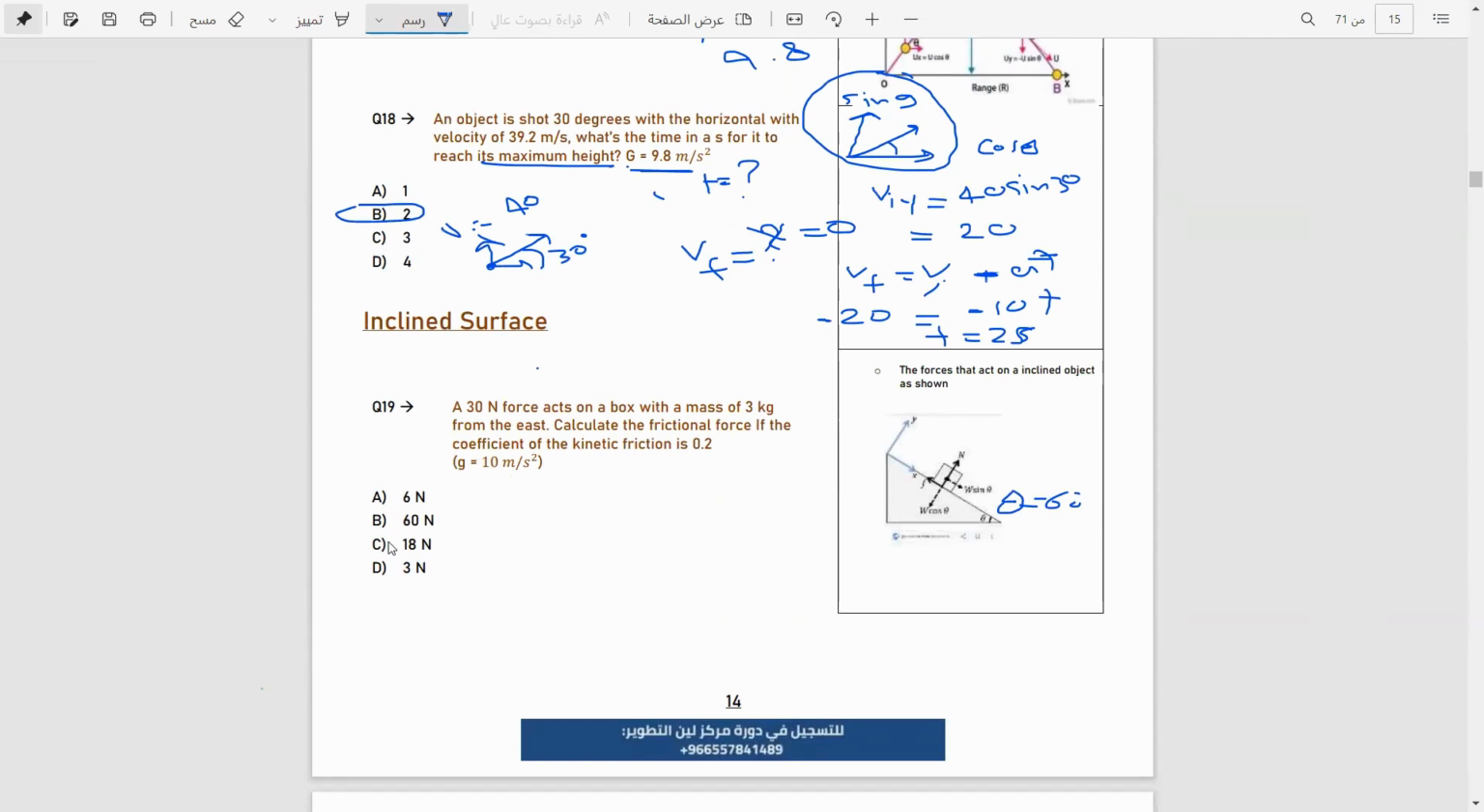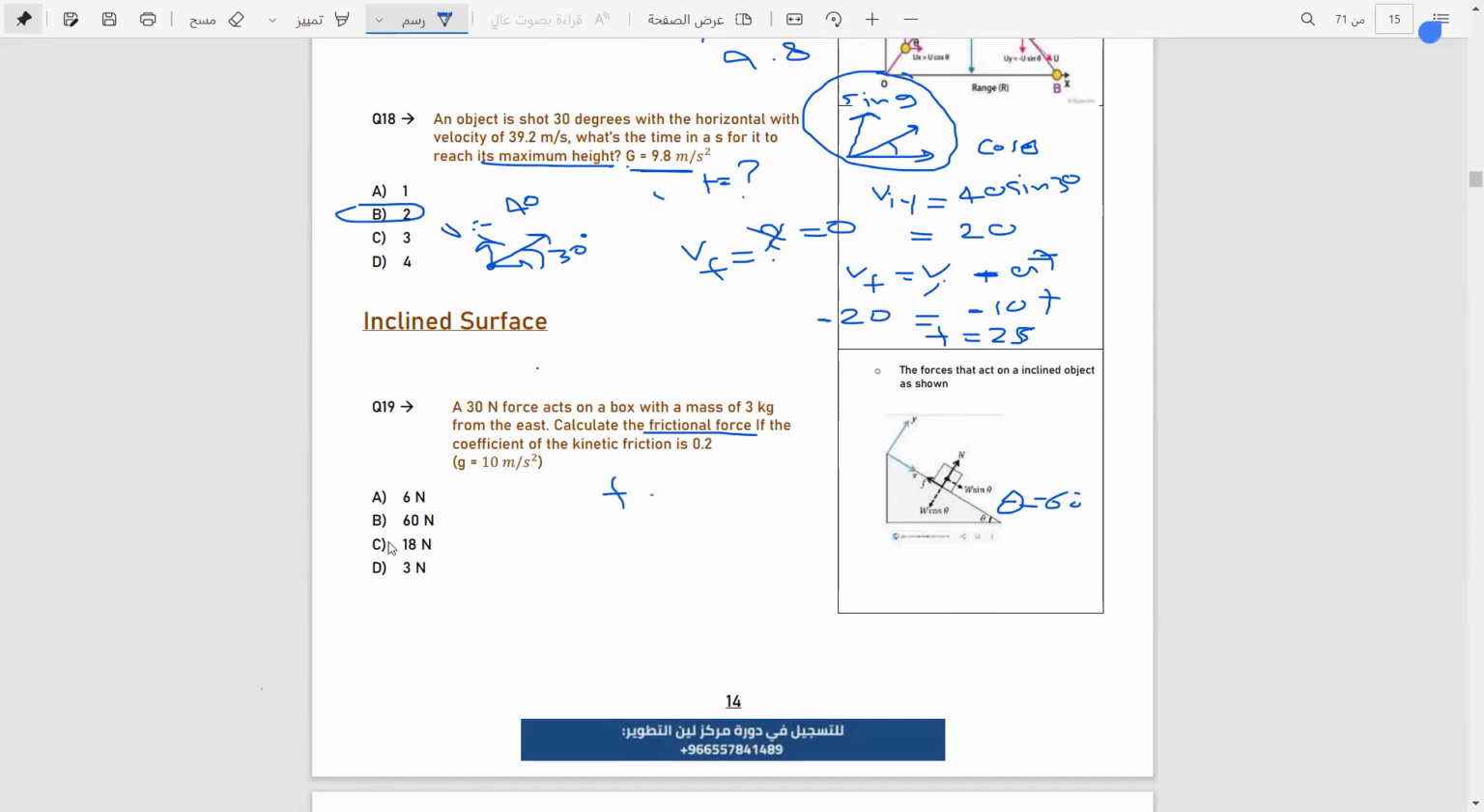We have 30 Newton force acting on a box with a mass of 3 kg from the east. Calculate the frictional force. The coefficient of the kinetic friction is 0.2. Okay, lengthy question. No problem. So now, first thing, let's see what we want.